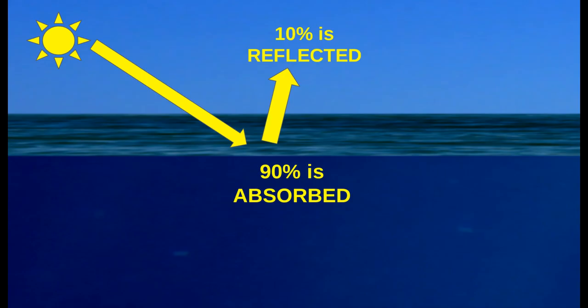90% of the sun's radiant energy is absorbed by the ocean waters. This heats up the ocean. Dark blue ocean waters reflect less than 10% of incoming light.